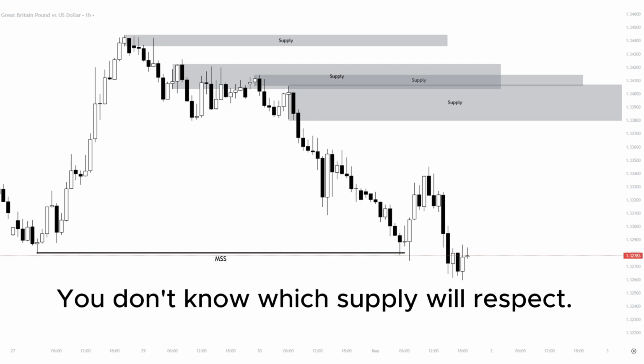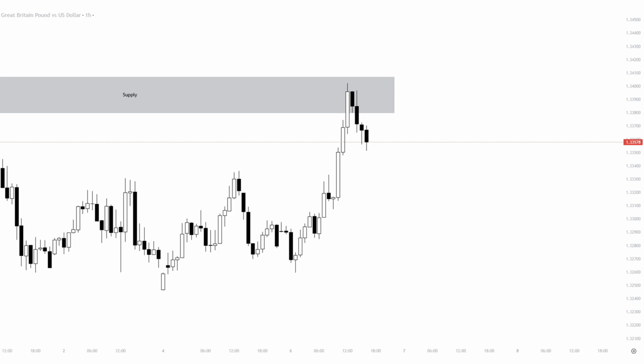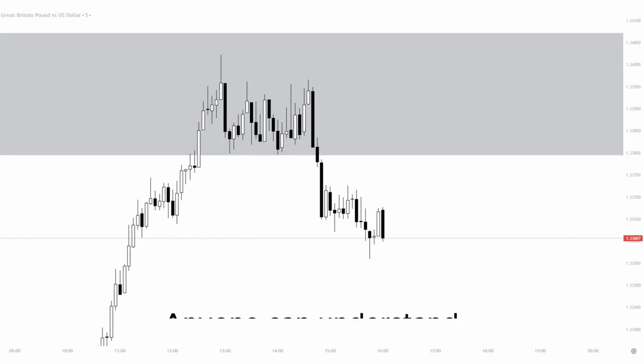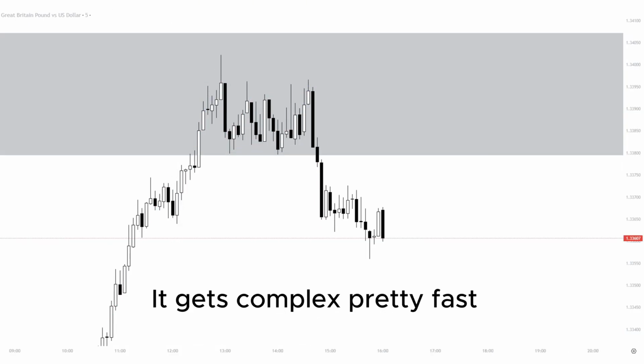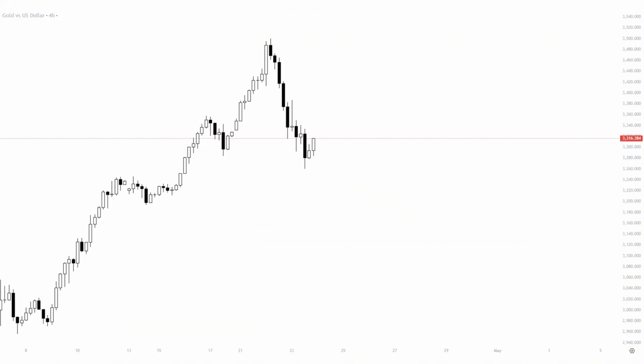You don't know which supply will respect, but it doesn't matter, and you will find out after this video because there is a trick to it. We're going to start simple so anyone can understand, but it soon gets very complex, so make sure to pay close attention. So the first thing we should do is to do a quick analysis of what the market has done recently.